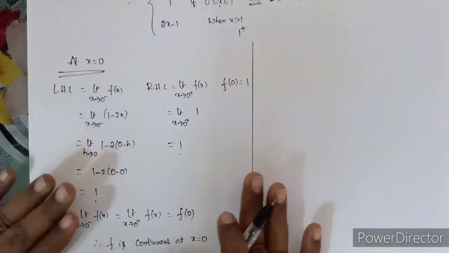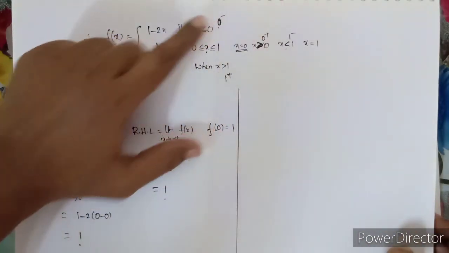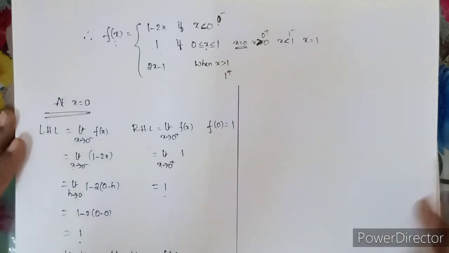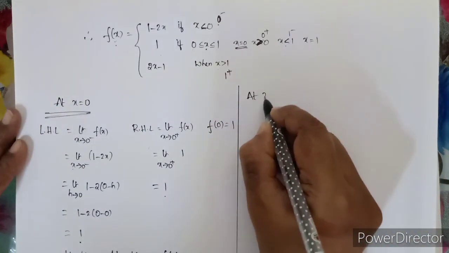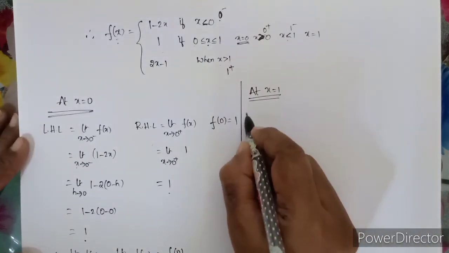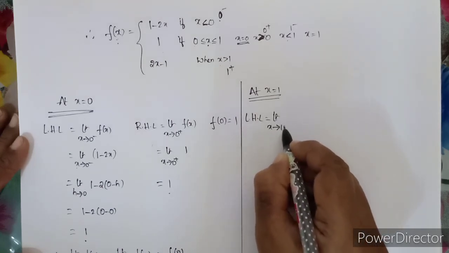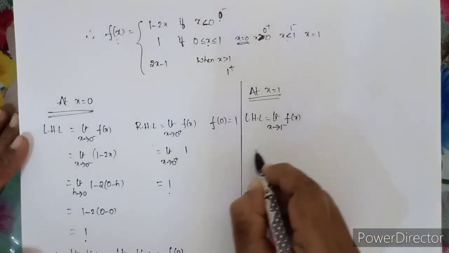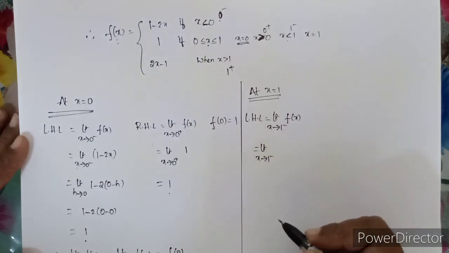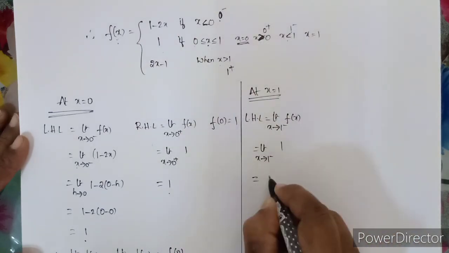By definition 2 we have checked, because we have 0 plus, 0 minus and equal to 0. So that is why we have taken definition 2. Now we check at x equal to 1 whether f is continuous or not. First, left-handed limit. Limit x tends to 1 minus f of x. Here f of x is 1. Limit of constant is constant.